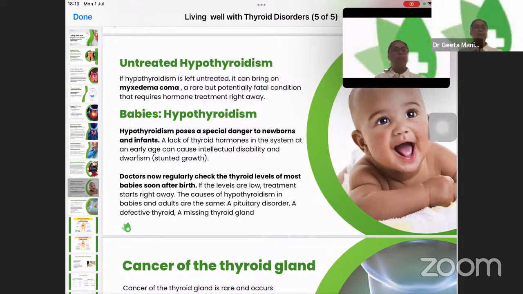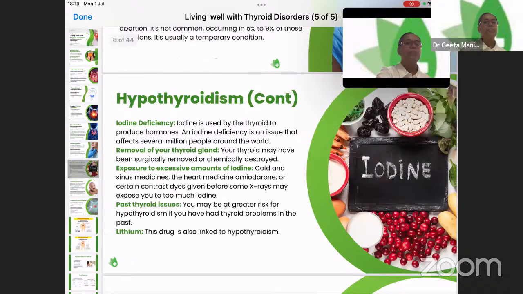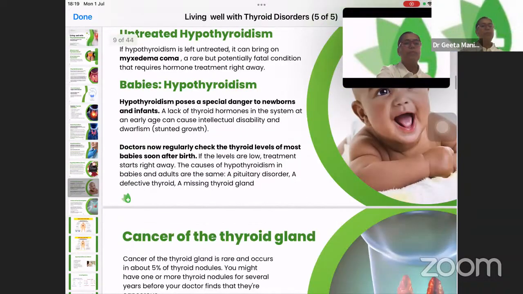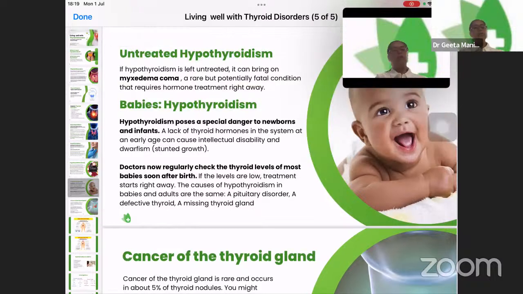Now, babies are also affected with hypothyroidism, but that is not called hypothyroidism. We call it cretinism usually. A lack of thyroid hormone in the system at an early age can cause intellectual disability and dwarfism, stunted growth. Doctors now regularly check the thyroid levels of most babies soon after birth. If the levels are low, treatment starts right away.